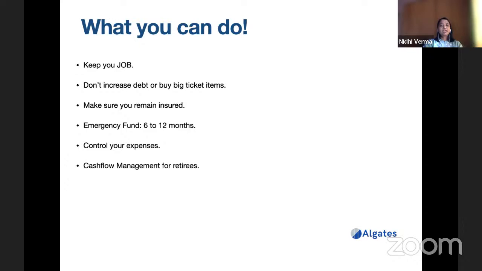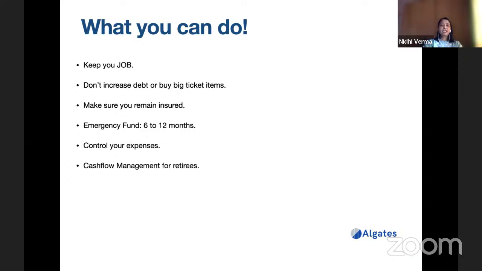Have an emergency fund of 6 to 12 months. If the times are bad and you have this fund, then even if you are under a lot of stress, you don't have to liquidate your long term savings or long term investments. This fund will take care of your short term needs, even if you are not earning, or you have lost your job for some reason, or you have some kind of variable income which is not working well for a shorter time. So have an emergency fund. This is of great help in times of stress.